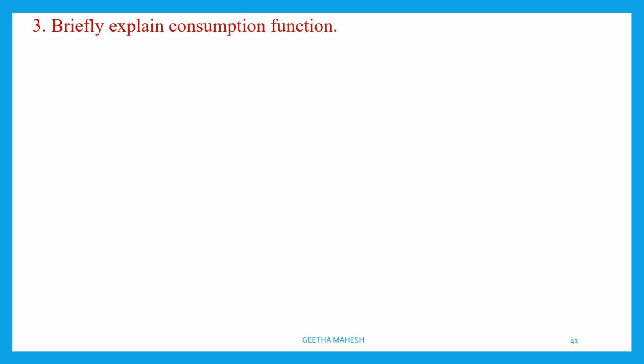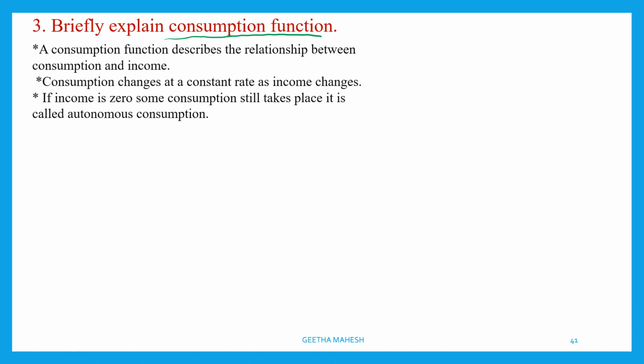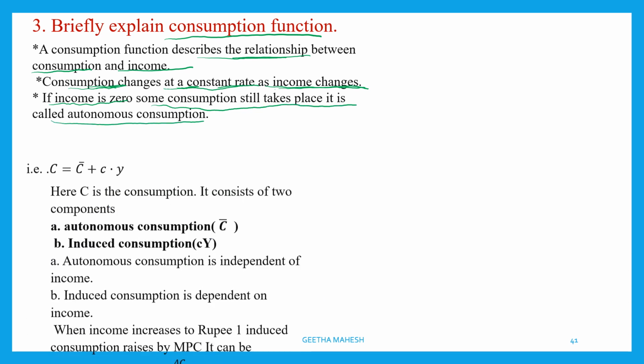Briefly explain consumption function. The consumption function describes the relationship between consumption and income. Consumption changes at a constant rate as income changes. I repeat once again, consumption changes at a constant rate as income changes. If income is zero, some consumption still takes place. It is called autonomous consumption.